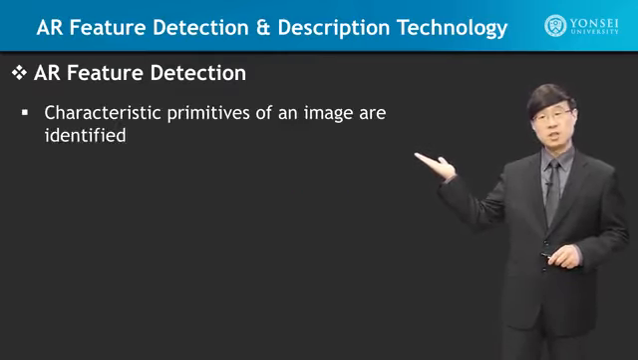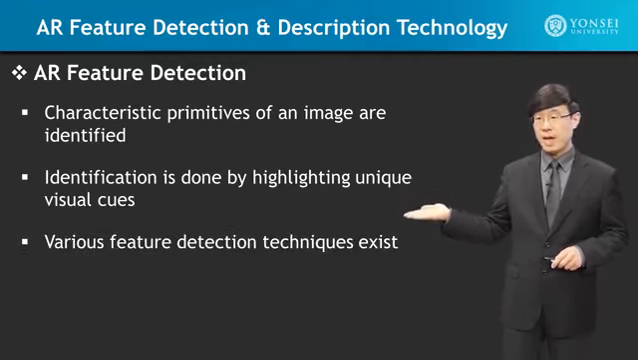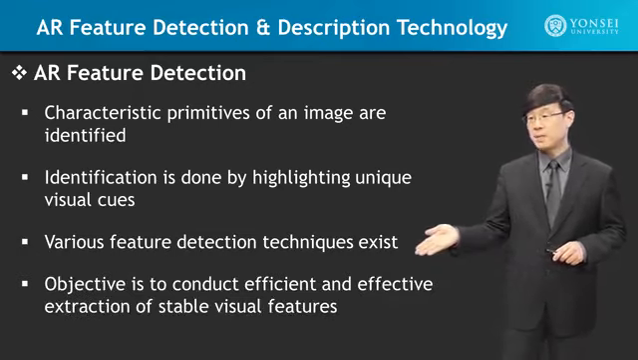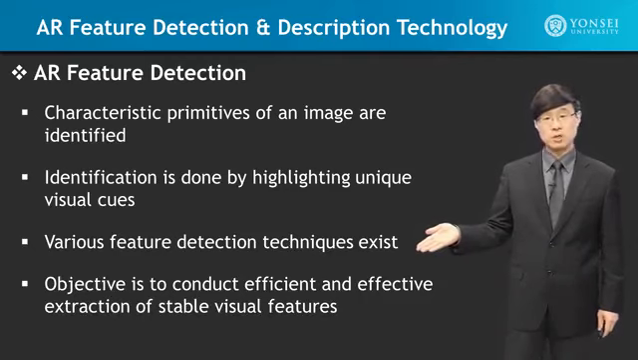Augmented reality feature detection. Characteristic primitives of an image are identified. Identification is done by highlighting unique visual cues, and various feature detection techniques exist. The object is to conduct efficient and effective extraction of stable visual features.